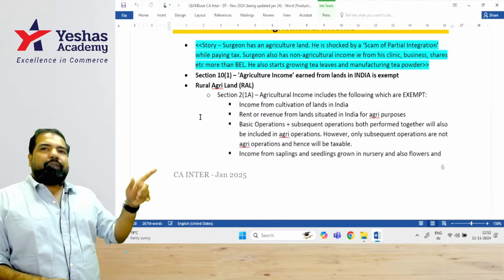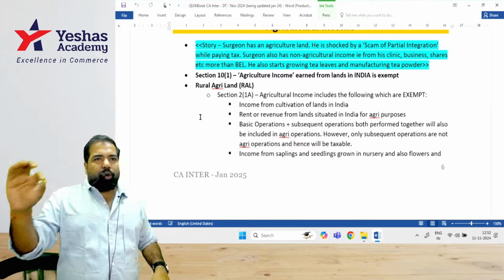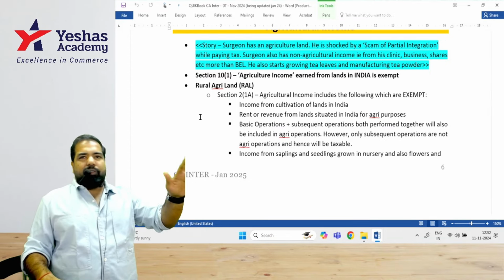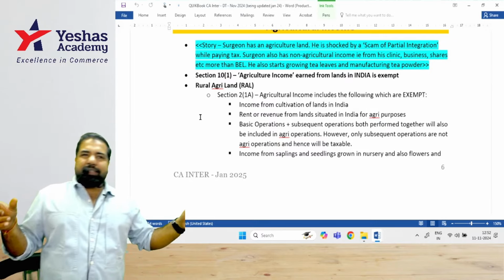Same for coffee also. Coffee will be 40 and 60. But coffee, if only grown and only cured, then 25. If grown, cured, roasted, ground, flavored, everything, then 40. For rubber, this percentage changes to 35 and 65.